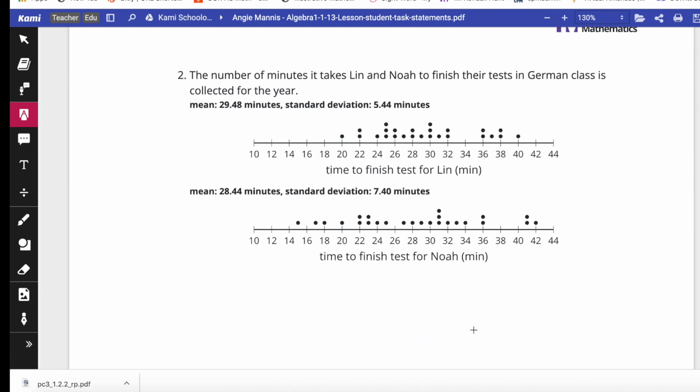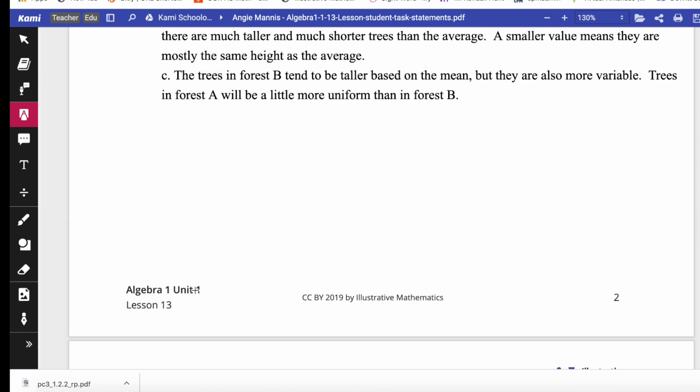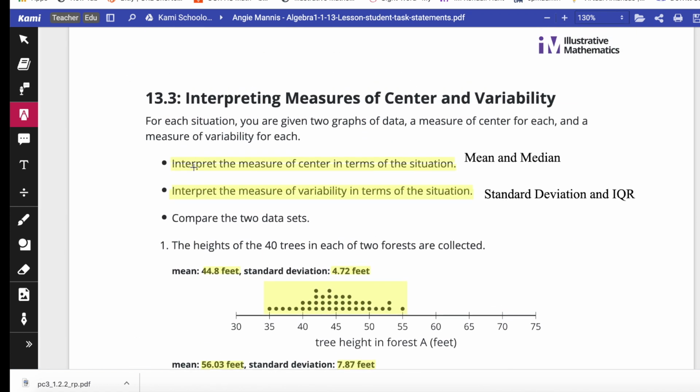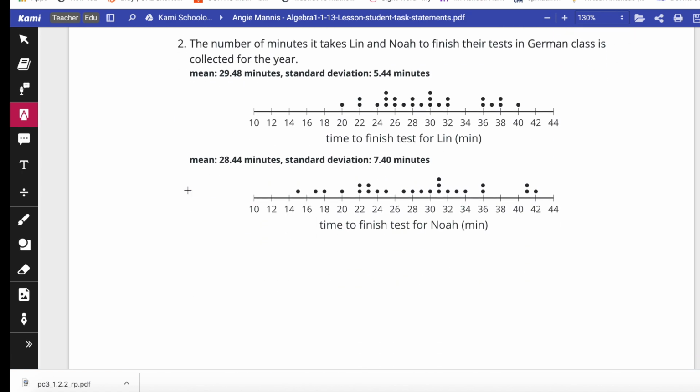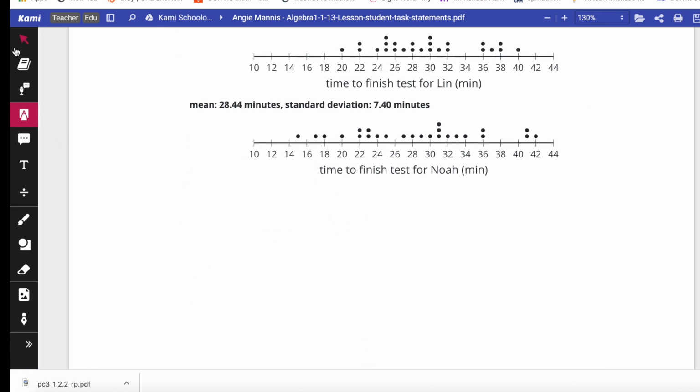Okay, number 2, we have the number of minutes it takes Lynn and Noah to finish their test in German class, collected for the year. So they've given us the mean and standard deviation for each of these. So remember, we are going to interpret the measure of center in terms of the situation, interpret the measure of variability in terms of the situation, and we're then going to compare the two data sets. Okay, so let me get back to my text box.